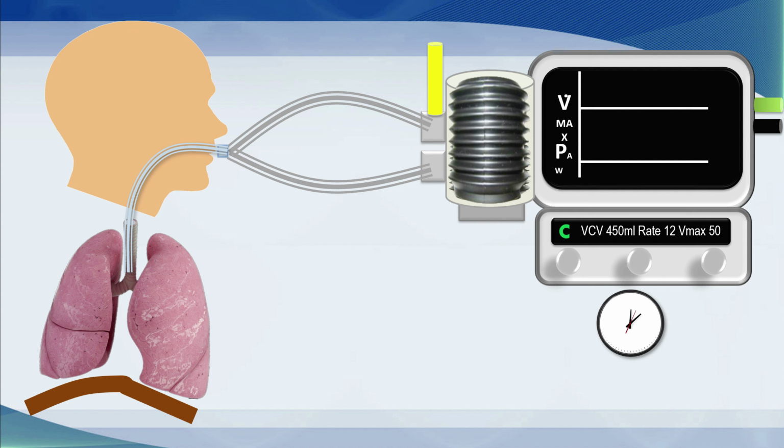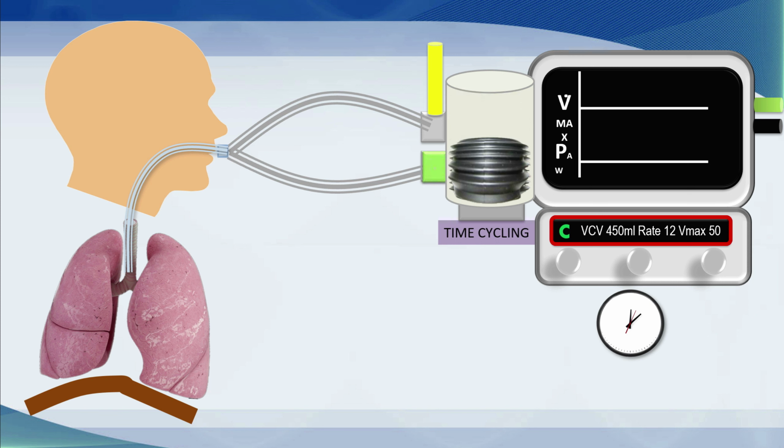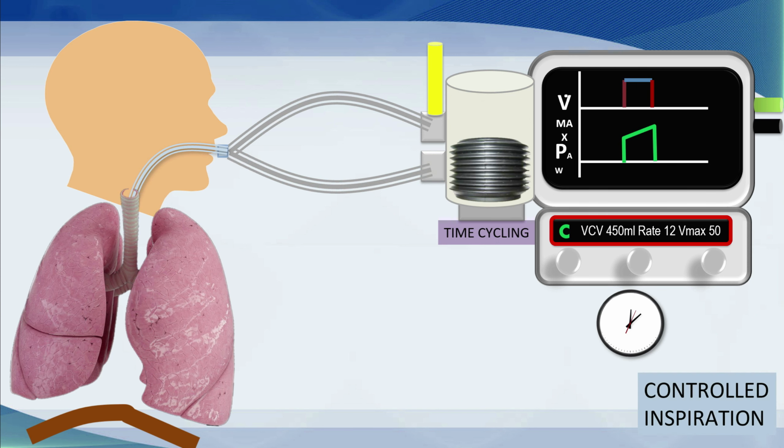You'll note here that on this particular patient, the settings are volume assist control, and I have set a tidal volume of 450 mils, a rate of 12 breaths per minute, and a peak flow of 50 liters. The control breath is triggered by time. So it time cycles, and when that happens, the breath is delivered. And you can follow the animation as the breath goes into the patient.